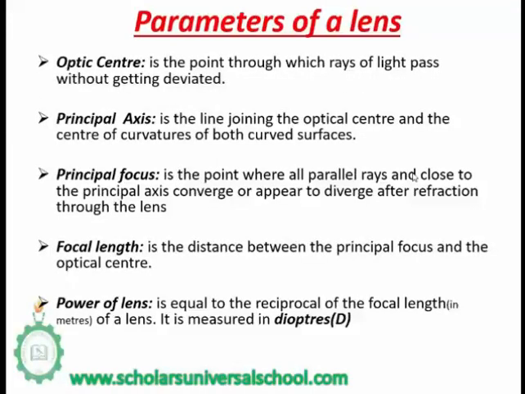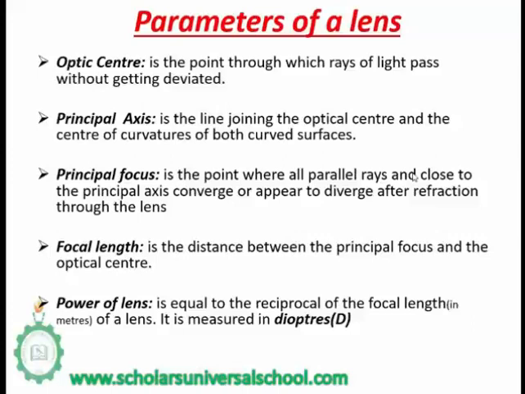The optic center is a point through which all rays of light passing through that point, which is the optic center. Any ray of light that passes through the optic center of a lens will pass through without getting deviated, meaning it's not going to change its direction. Now, what's the principal axis?